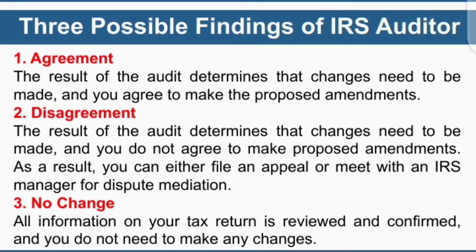3 possible findings of IRS auditor. Number 1. Agreement. The result of the audit determines that changes need to be made and you agree to make the proposed amendments. Number 2. Disagreement. The result of the audit determines that changes need to be made and you do not agree to make proposed amendments. As a result, you can either file an appeal or meet with an IRS manager for dispute mediation.